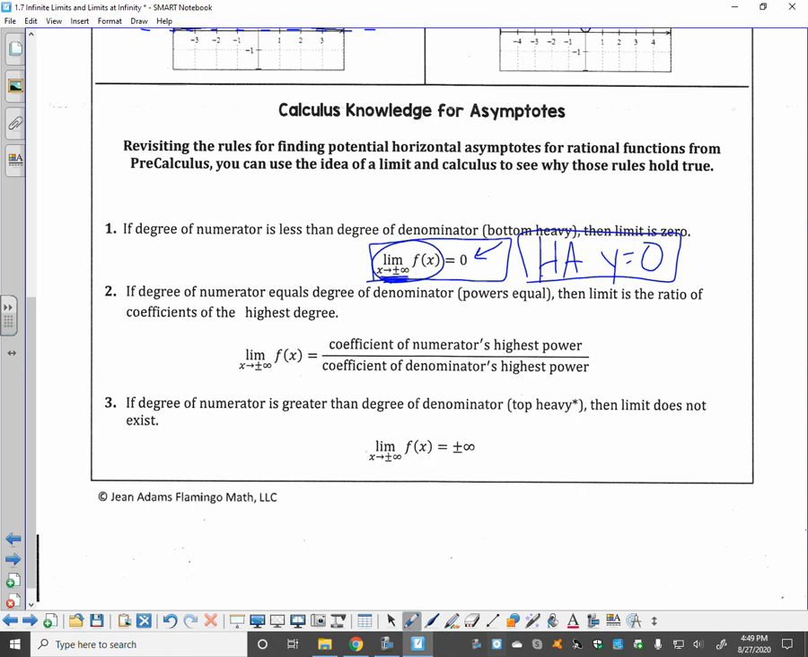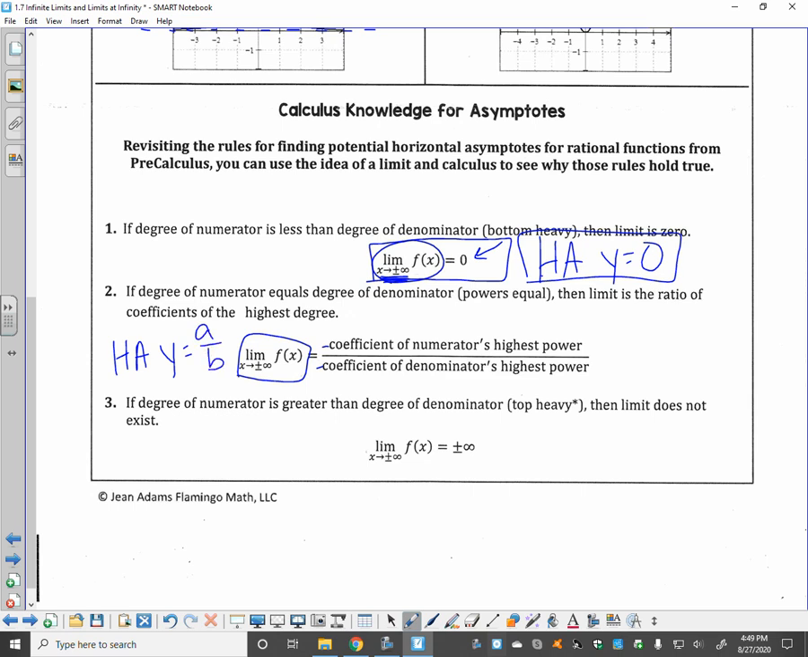If the degree of the numerator equals the degree of the denominator, then the limit is the ratio of the coefficients of the highest degree. So the limit as we ride off into the sunset, either one, of f of x is the coefficient of the top over the coefficient of the bottom. In other words, horizontal asymptote, y equals a over b.